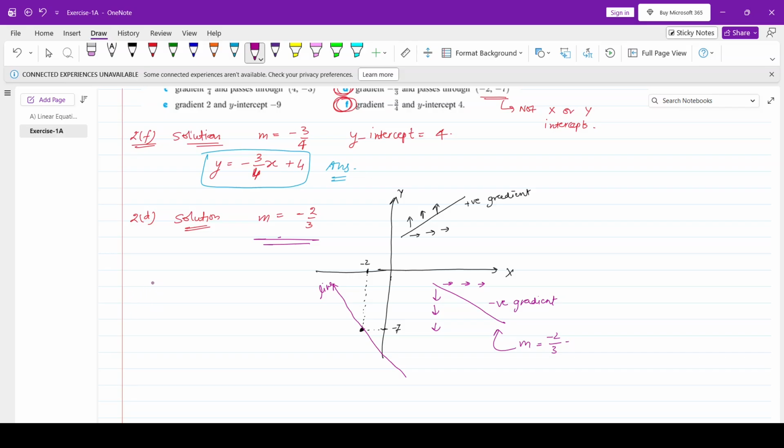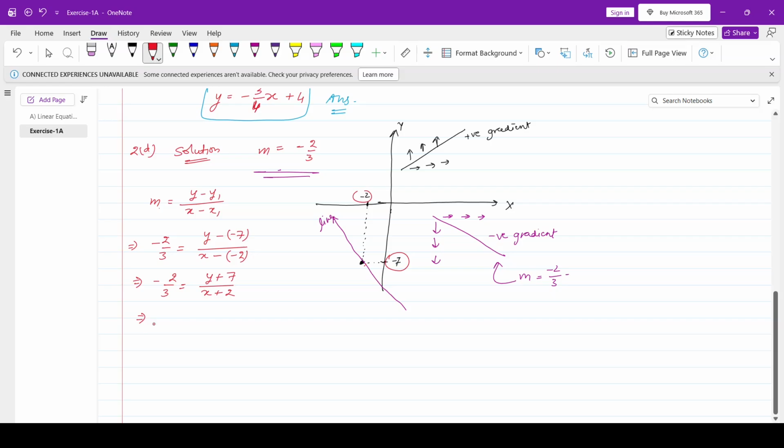Point gradient form says m is equal to (y minus y1) divided by (x minus x1). We know what our m is. m is equal to -2/3, that is equal to (y minus y1) over (x minus x1). Now this y1 is -7, and this x1 is -2. This line is passing through this point, so we can use any point on this line. So in order to find the equation of this line, minus minus becomes plus, this will also become plus, and we cross multiply.